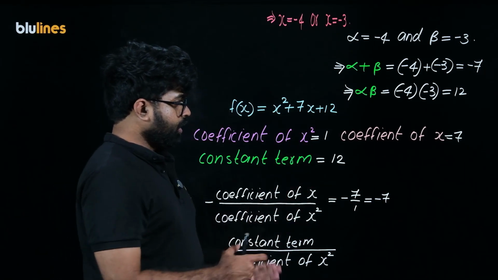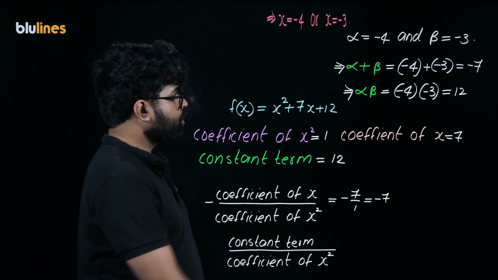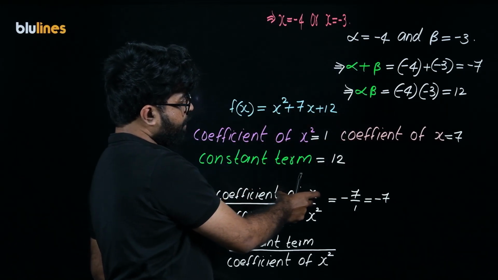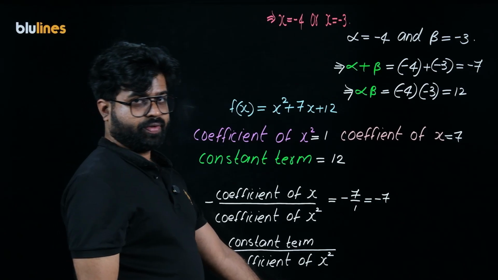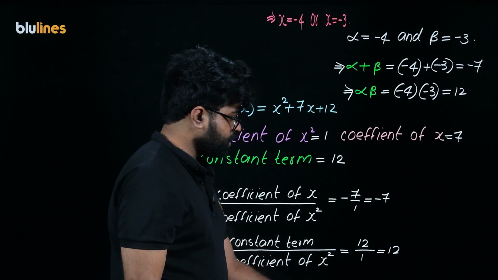Now the constant term, that means the product of the roots alpha beta, is equal to the constant term divided by coefficient of x square. So we have our constant term as 12 divided by 1, which is equal to 12.